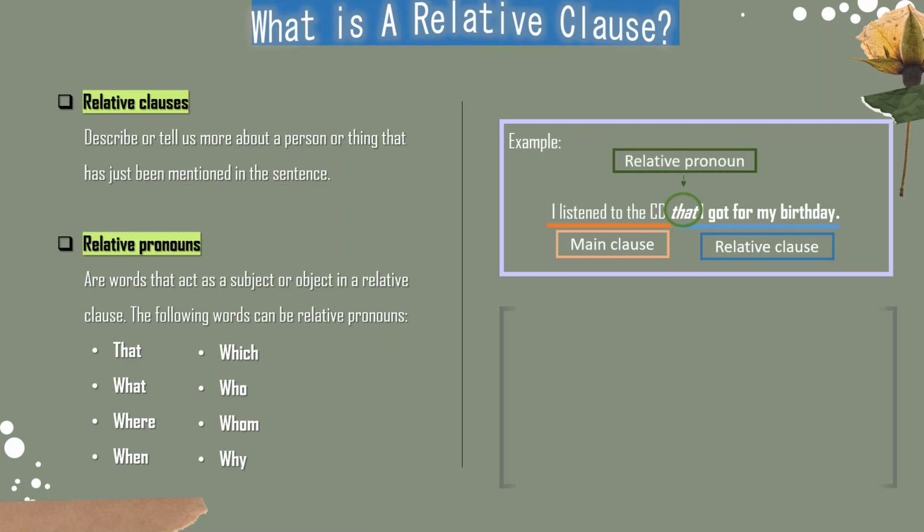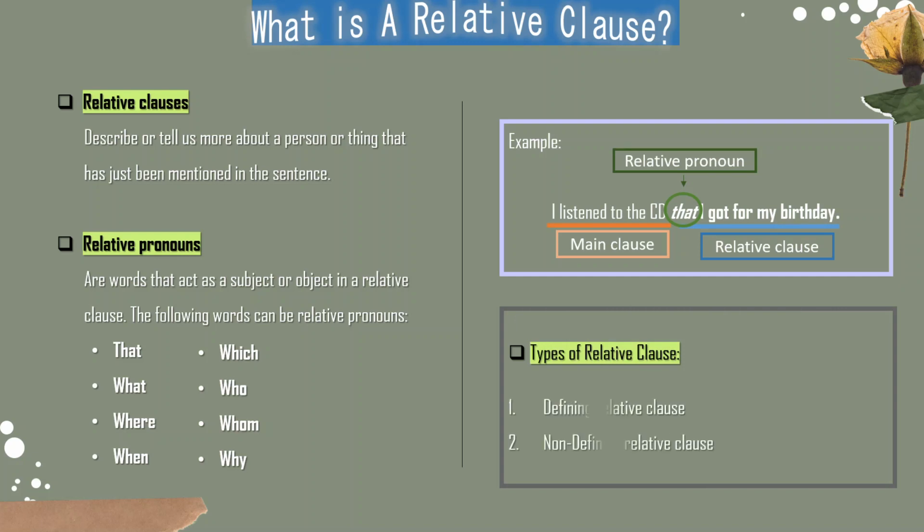So next, let's continue to the types of relative clause. The first one is defining relative clause, and the second one is non-defining relative clause, which are the types of relative clause and our topic in this video now. So what are you waiting for? Let me start it.